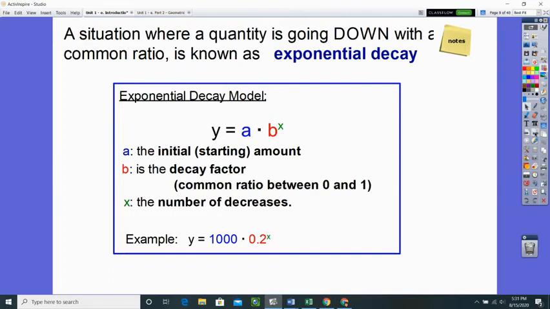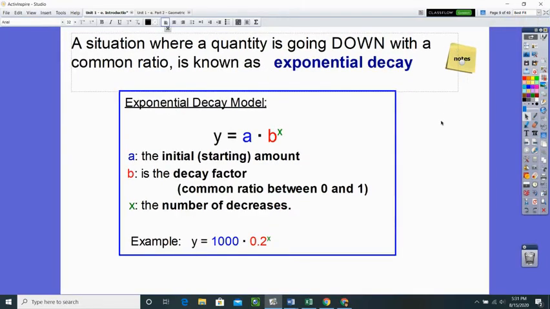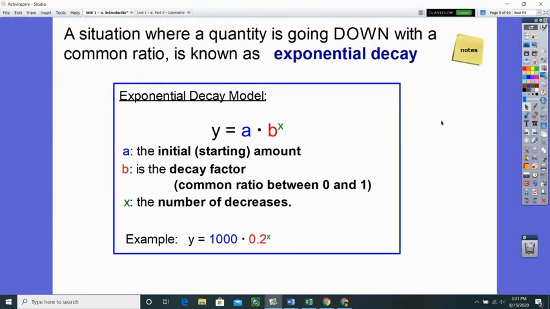So here is the model for the decay factor. There we go. A situation where a quantity is going down with a common ratio is known as exponential decay. And the way you can remember is the word decay. Think of down, decay, death, depreciation. I say all the D words tend to go with exponential decay, and it means it's going down.